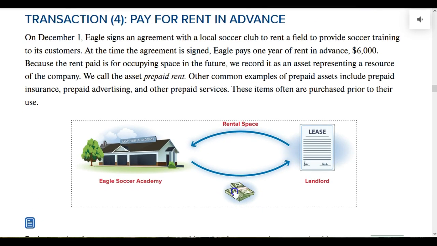Transaction 4. Now, for some reason, they had to pay the rent one year in advance, for every month one year in advance. So they paid $6,000. You don't see this happen too often. I guess maybe it could.